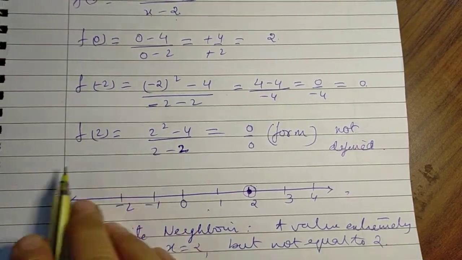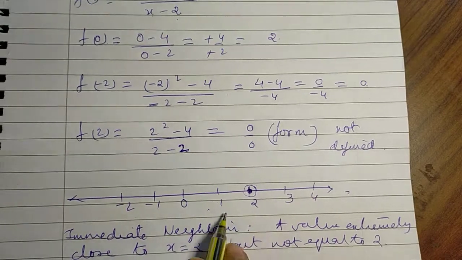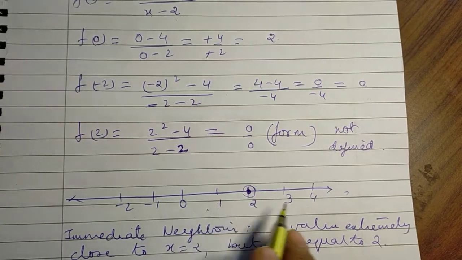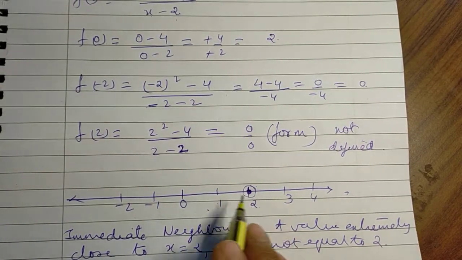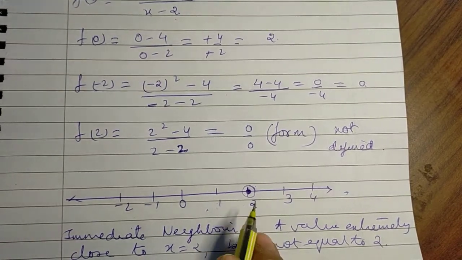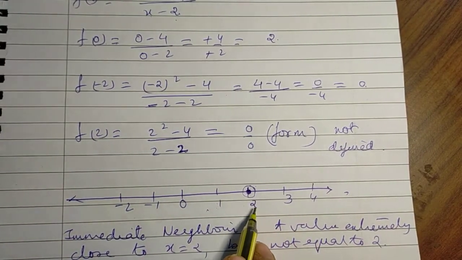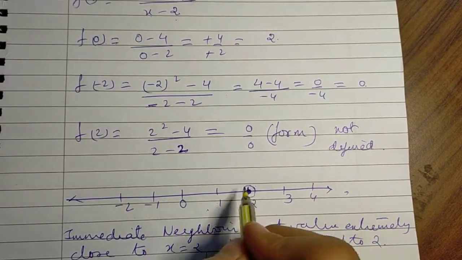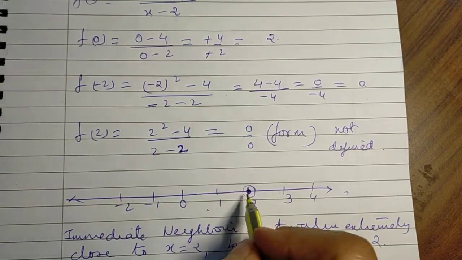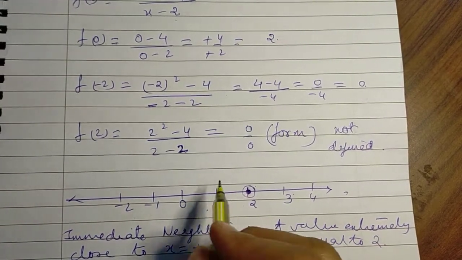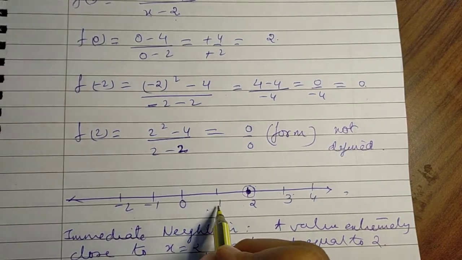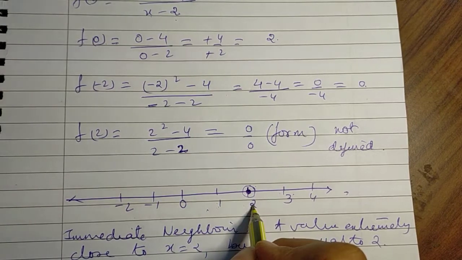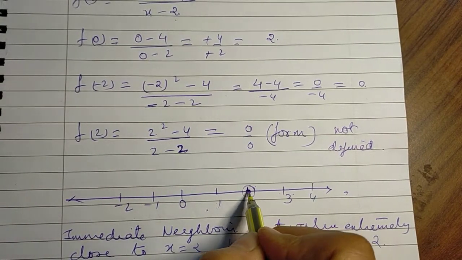Now you all may say that 1 and 3 are both in the neighborhood of 2. No, we can't take 1 and 3. Though they appear to be very close to 2, they don't form a part of the neighborhood of 2. Because in between 2 and 3 there can be infinitely many real numbers. Similarly, in between 1 and 2 there can be infinitely many real numbers. We want some values which are extremely close.